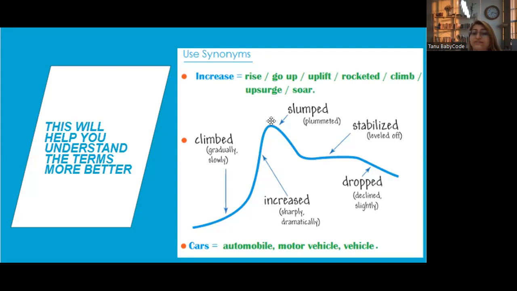And now there is a slump. It's plummeted here. But the fourth one, you can see the stabilized part. It's leveled off. Then after leveling off, it's dropped. Dropped means it is declined.